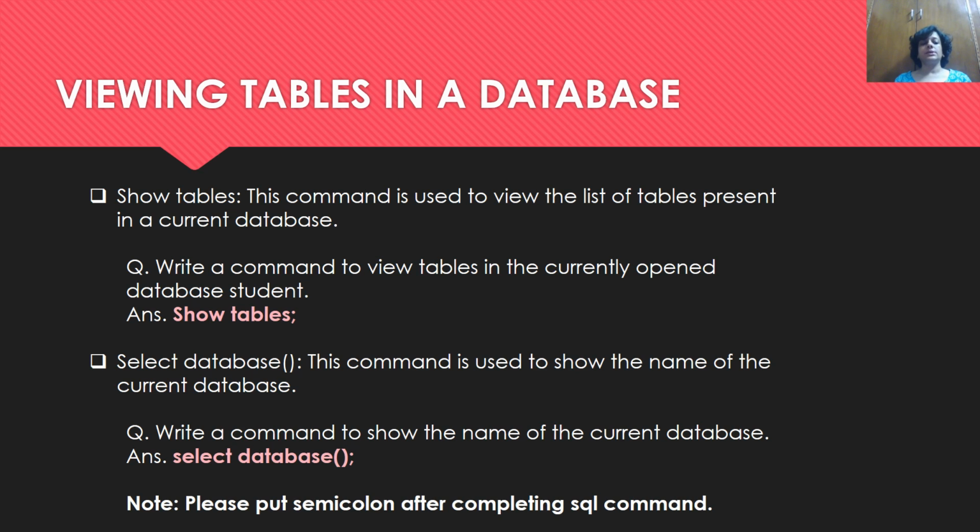Viewing tables in a database. Show tables. This command is used to view the list of tables present in a current database. Write a command to view tables in the currently open database students. The answer would be show tables. Select database. This command is used to show the name of the current database. So if we want to view the current database in MySQL where we are working, we can say select database.